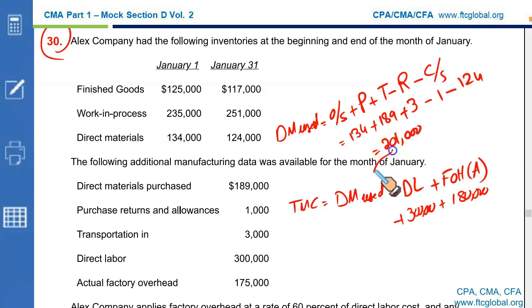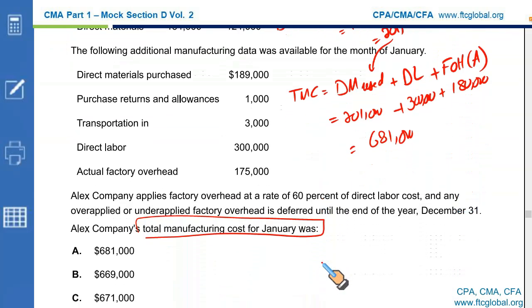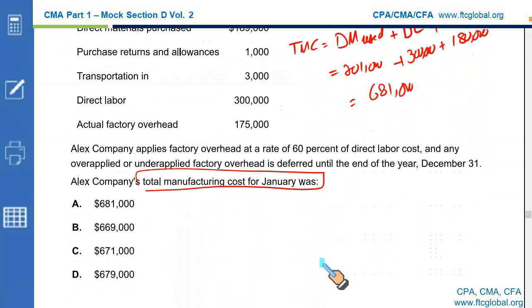So this is the direct material used which you input here, and this will give you the total manufacturing cost. Direct material used, direct labor and factory overhead applied. It's 681,000. So that gives you A to be the correct option.